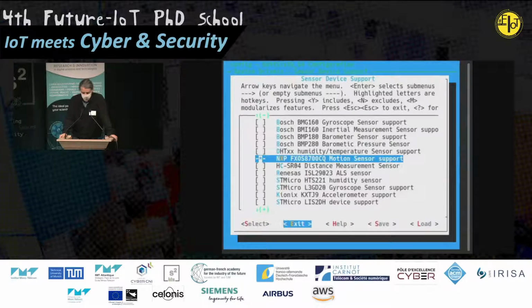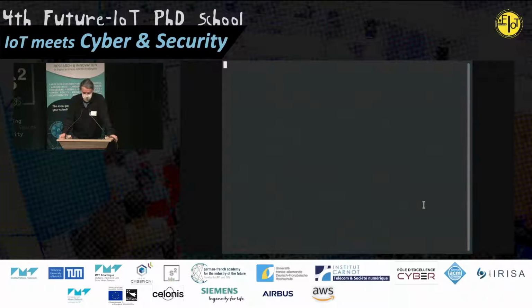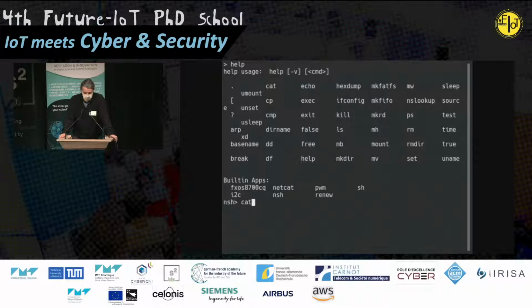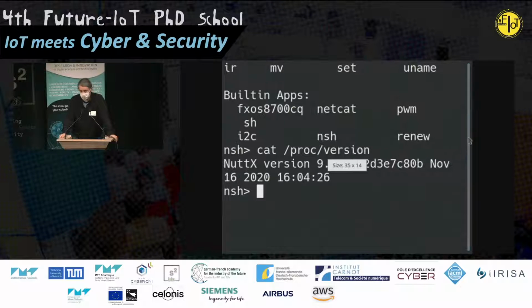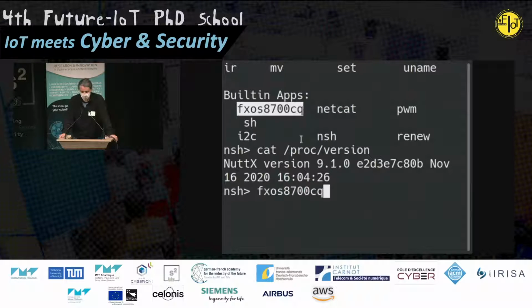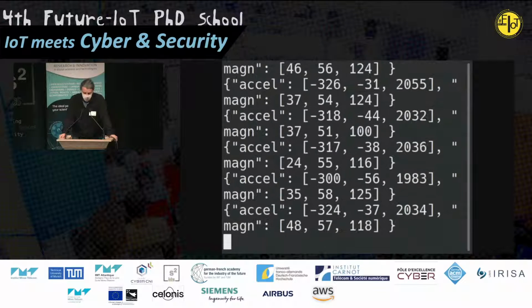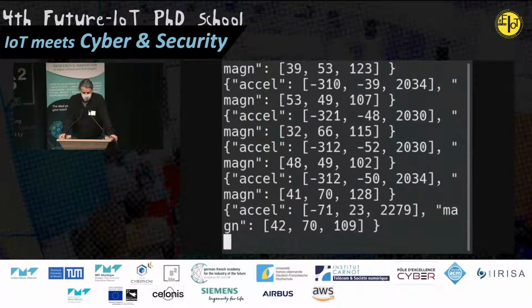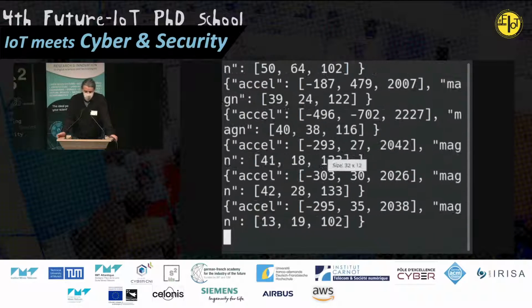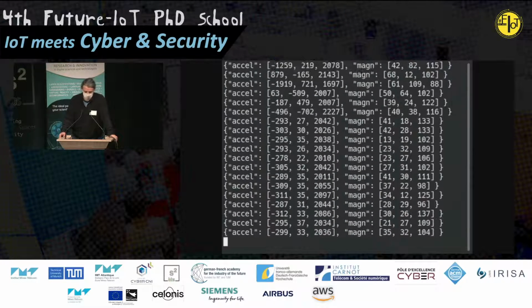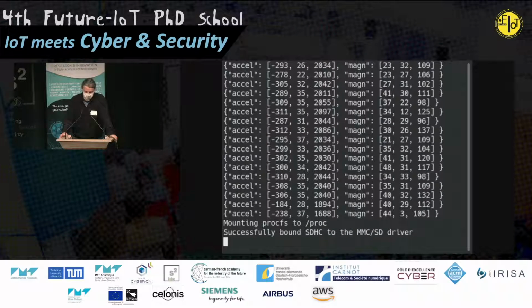And then if I rebuild the system, I can run this. Here, it looks very similar to a Unix system, but it's not a Linux system. It's a microcontroller, and they are trying to align with the POSIX API. So here is our sensor value. There is an accelerometer and a compass, which indicates magnetic north.